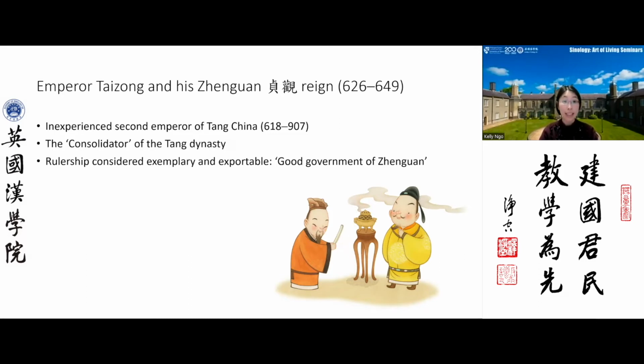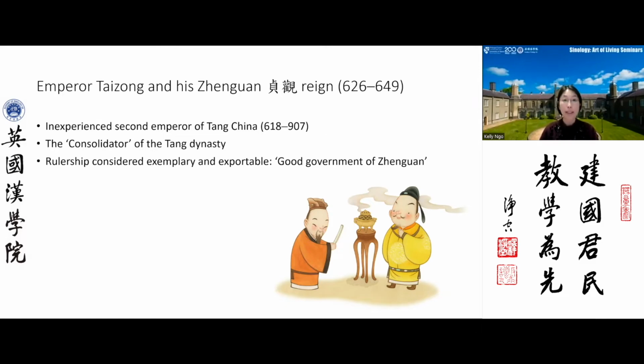Now, the Tang dynasty went on to last for almost 300 years. We have the dates here. And Emperor Taizong himself ruled for over 20 years. Later courts in China, as well as overseas, found his leadership to be exemplary. And the name of his reign period, Jingguan, became synonymous with good government. So his practice of government came to be known as the good government of Jingguan.